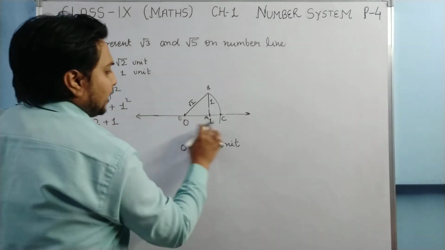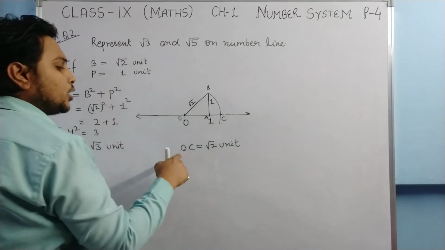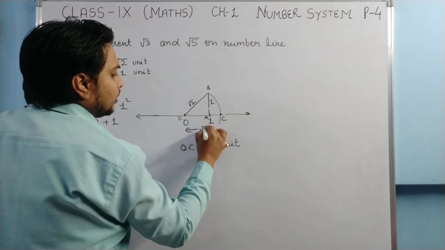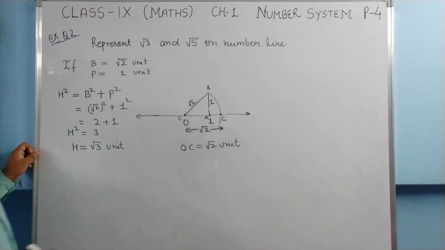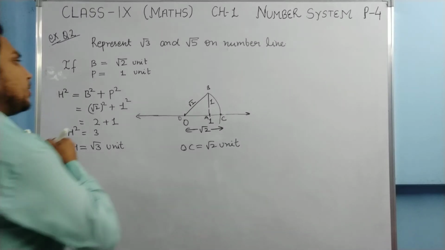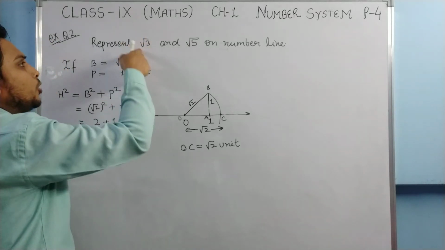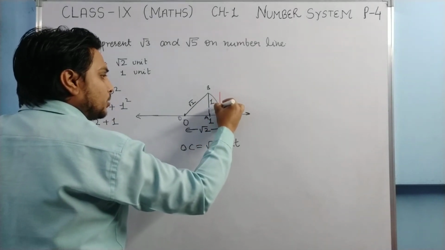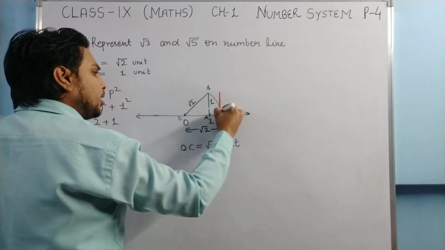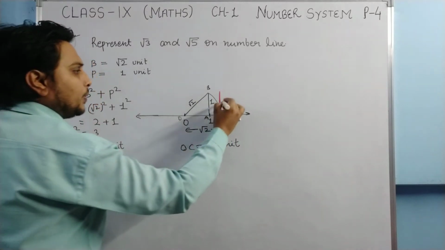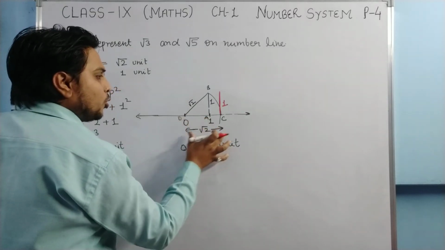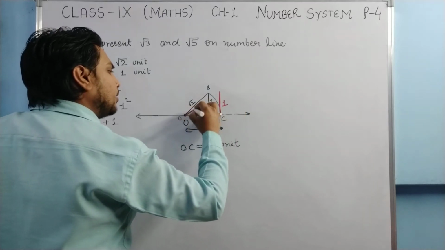Now at the base we have to take under root 2 unit, so we will take the whole OC distance. This distance is under root 2 unit, so this is base. Now at perpendicular, again we have to take 1 unit because we want to show under root 3 on number line. By red marker I am going to mark here. See, it is 1 unit at perpendicular.